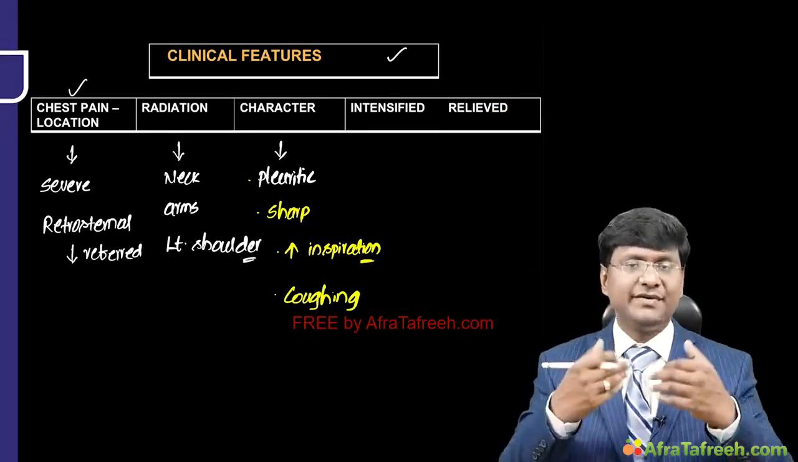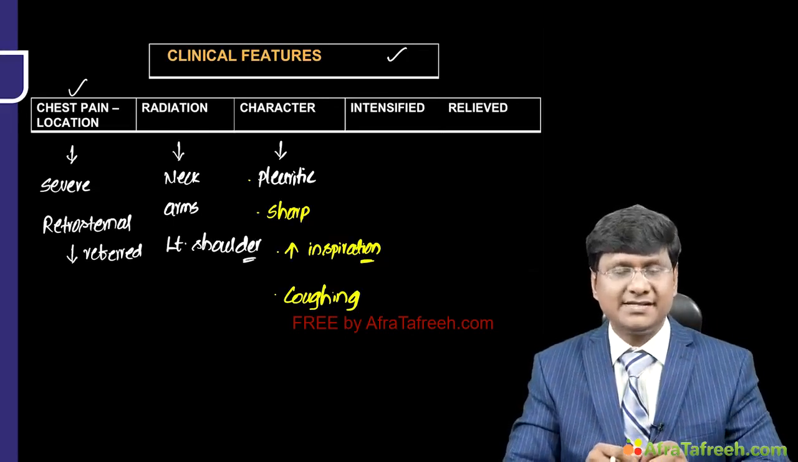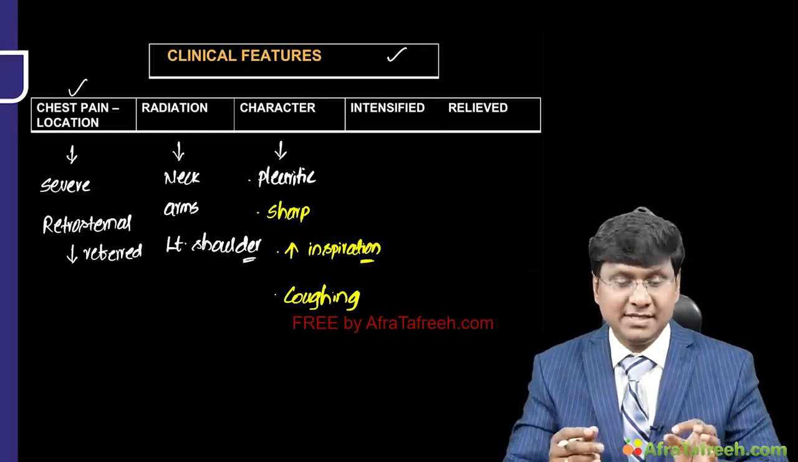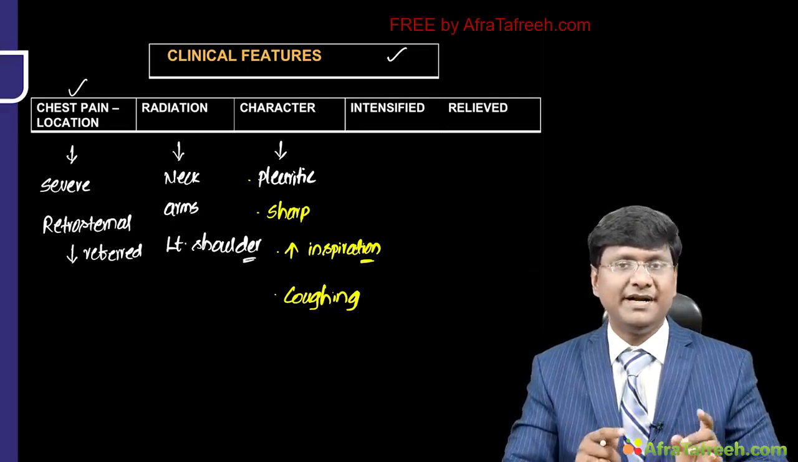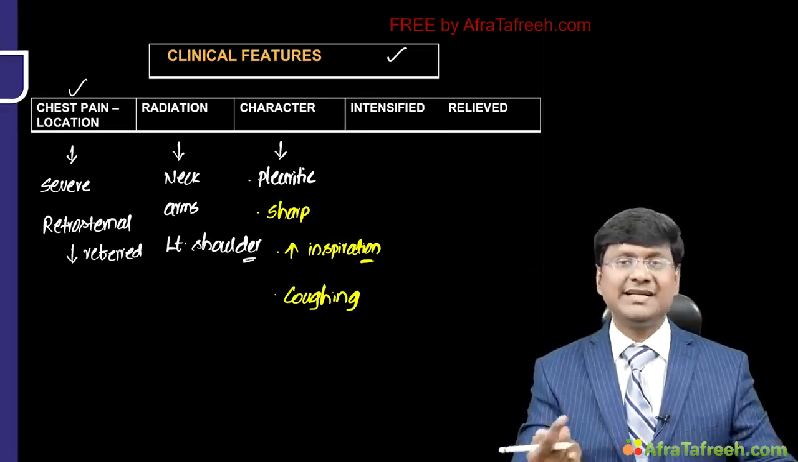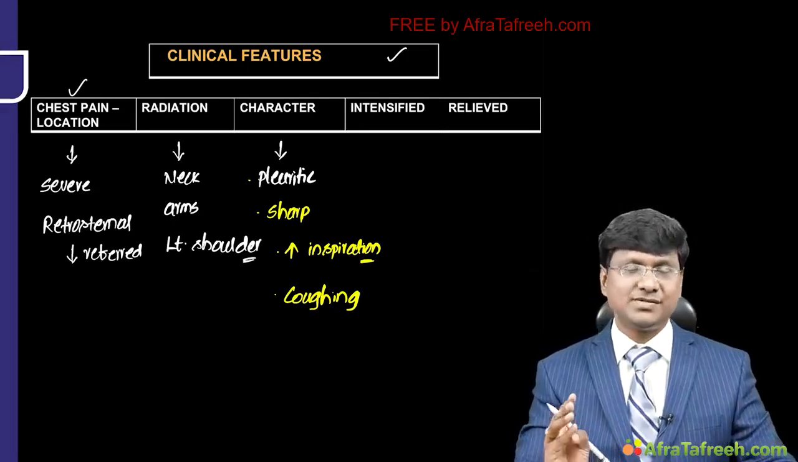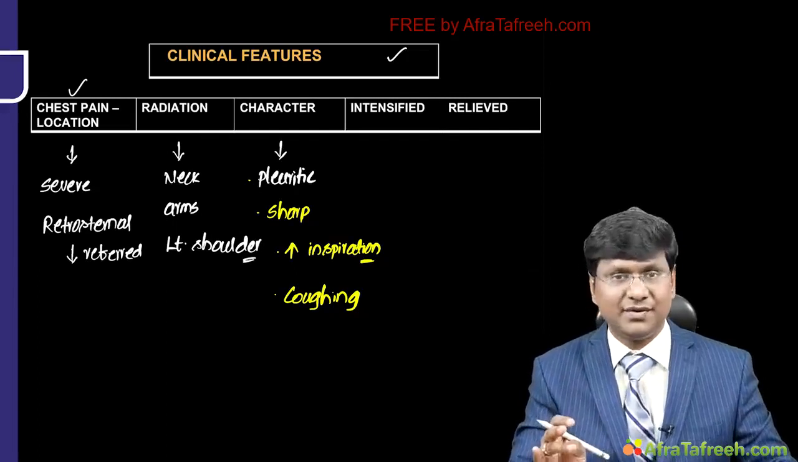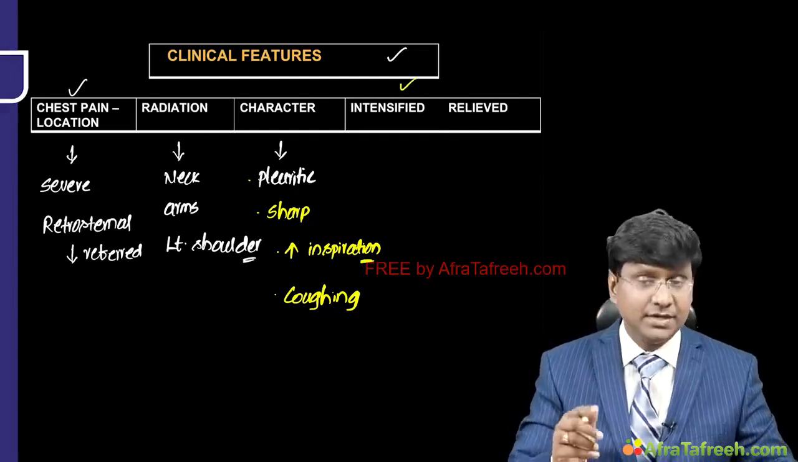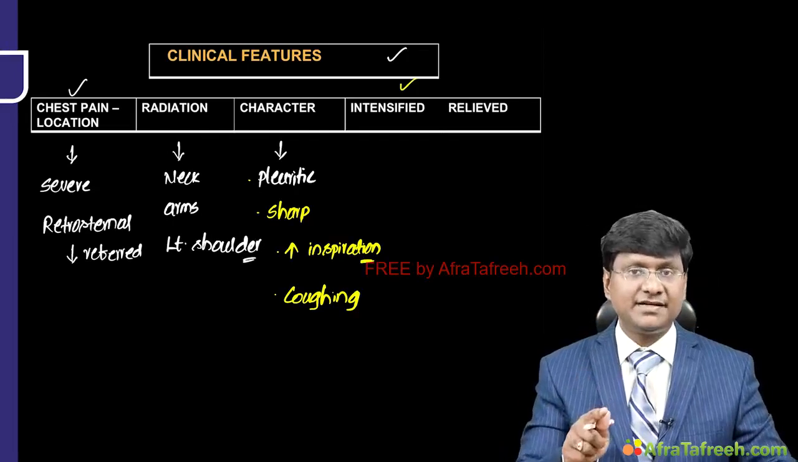Whenever the individual is taking a high volume of air inside, there will be expansion of the lung that comes in contact with the inflamed pericardium, causing an increase in the intensity of the pain. So pain increases on inspiration as well as with coughing. Right, and now, what are the aggravating factors for the pain?